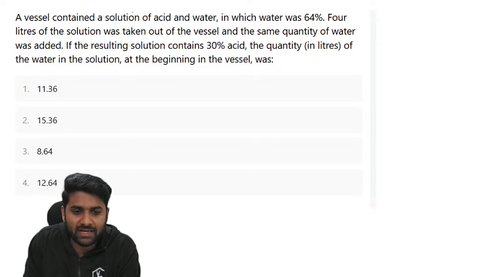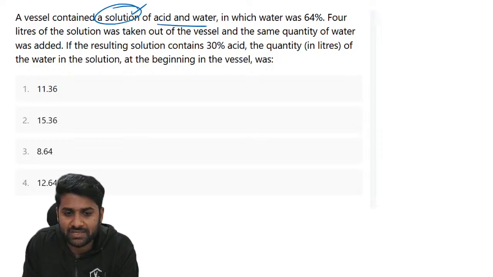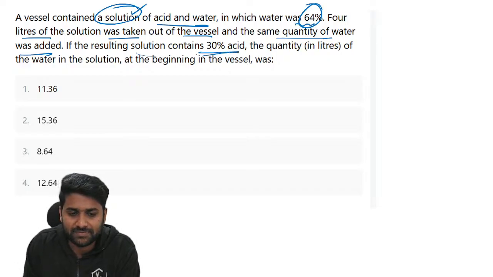Now see, a vessel contains solution. Initial one is a solution. It's about acid and water, in which water is 64%. 4 liters of solution is taken out of the vessel and the same quantity of water is added. Then the resulting solution is 30% acid. Find the quantity of water in the solution at the beginning of the vessel.